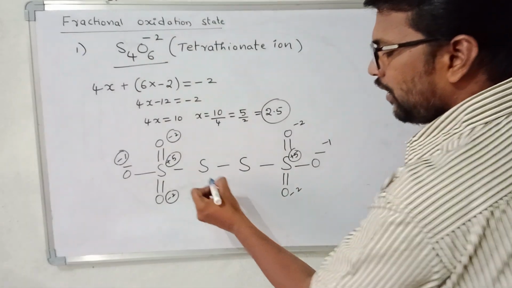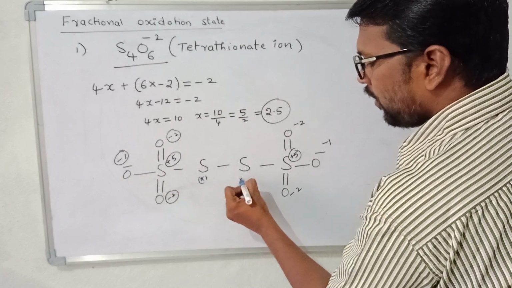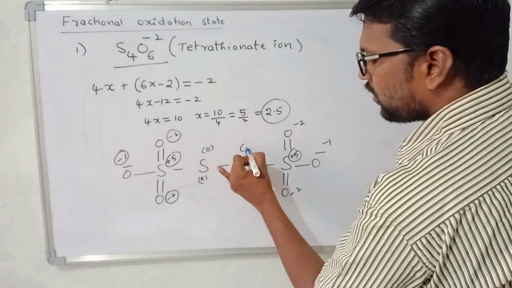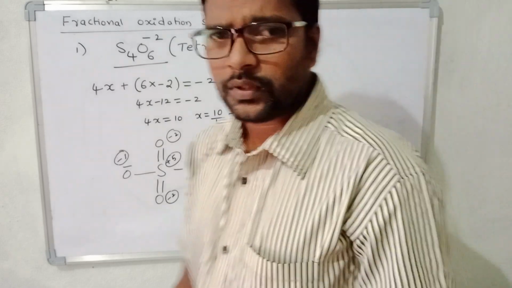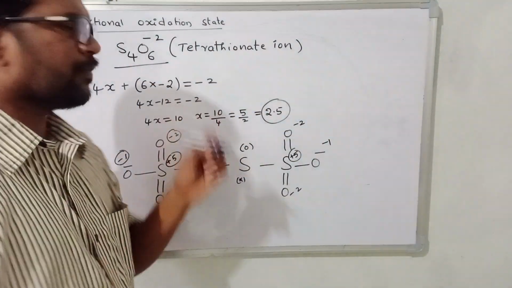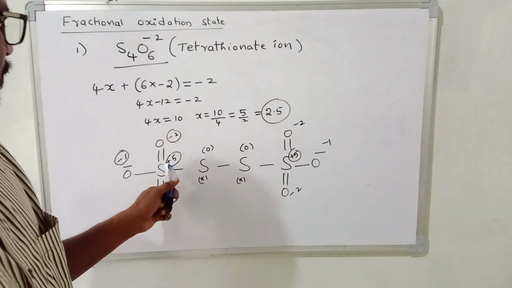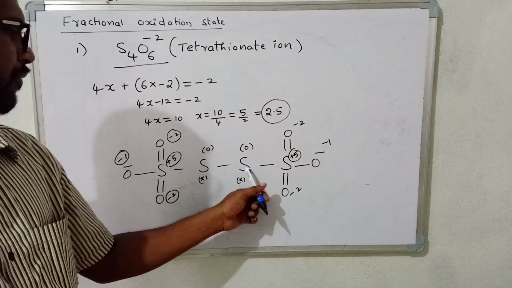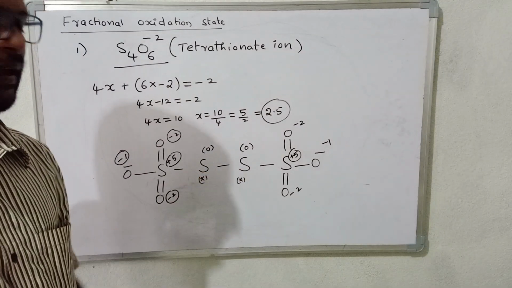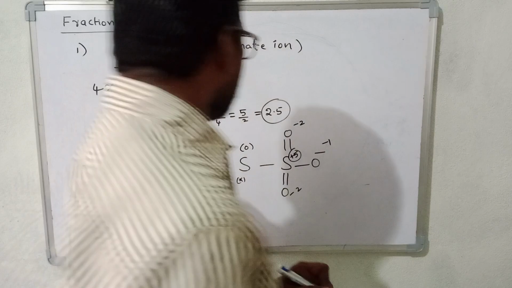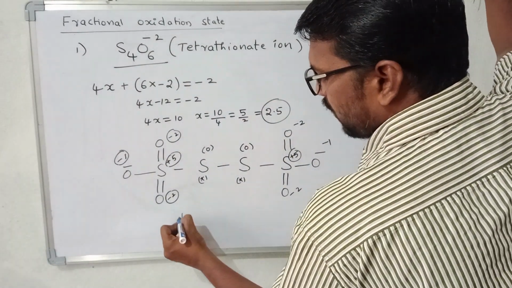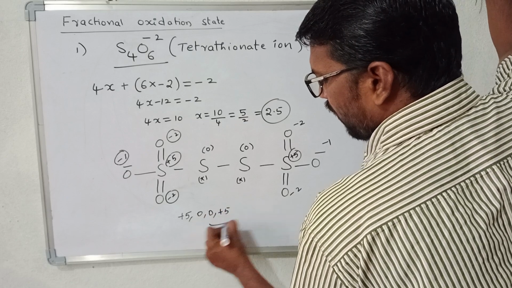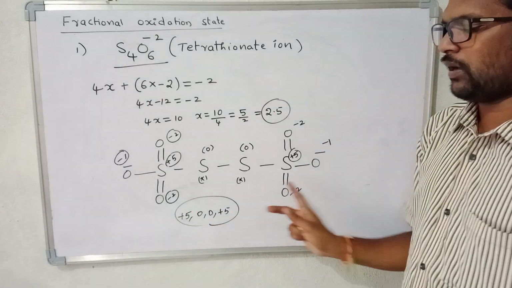Here you see these two sulfurs are present in the middle. Whenever they are directly attached to each other, their oxidation state can be taken as 0. So in total in S4O6 minus, 4 sulfurs are present. One sulfur has plus 5 oxidation state, another sulfur has plus 5, and the sulfurs present in the middle have 0 oxidation state. We can write the oxidation states like this: plus 5, 0, 0, plus 5. These are the oxidation states of the individual sulfurs.